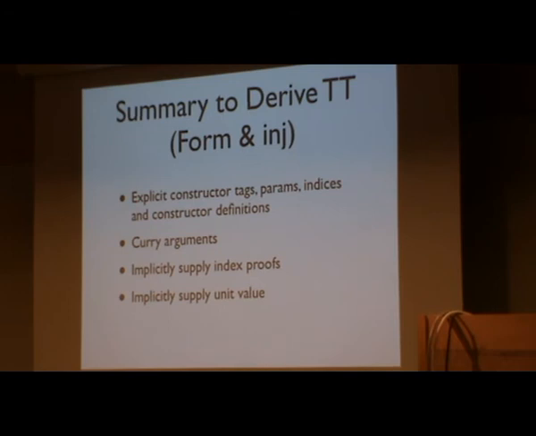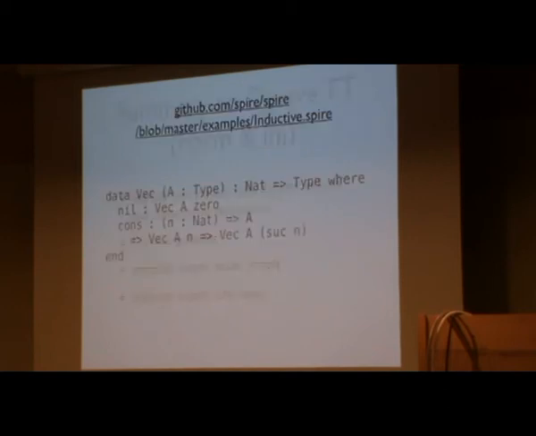Yeah. So the summary is that if we make the constructor tags and the parameters and the indices and the constructor definitions all explicit codes, then we can sort of reveal type theory as a DSL. And doing that basically involves currying arguments, implicitly supplying index proofs, and implicitly supplying unit values in the case of the telescopes, which I couldn't really talk about. And we might also want to do other things, like none of these things had implicit arguments in the data type definitions. So we might also add to this list changing implicit arguments to explicit arguments.